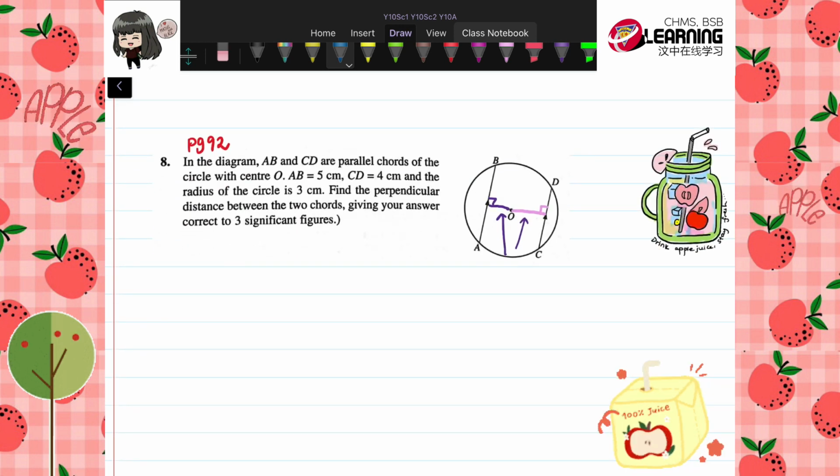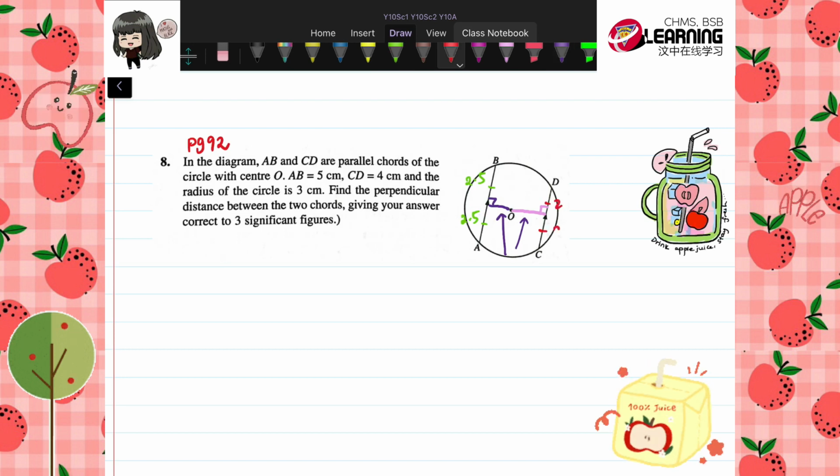Okay, so AB equals 5 cm. So if AB is 5 cm, this will break into 2, which is 2.5 and 2.5. This is according to theorem number 1, because with 90 degrees to the center, it will break into half. It's a perpendicular bisector. CD is 4, so here will be 2 and here will be 2, divided by 2. And the radius of the circle is 3 cm.